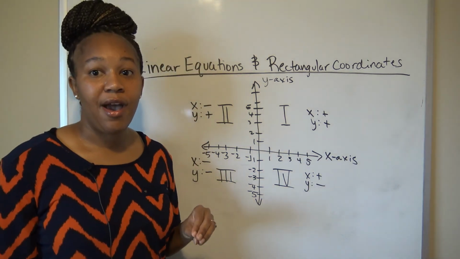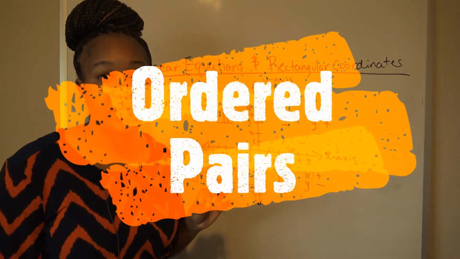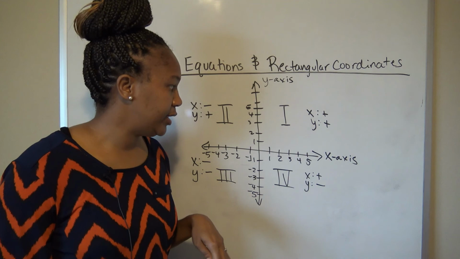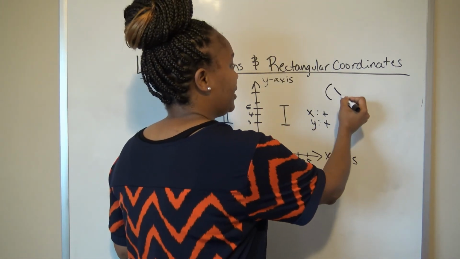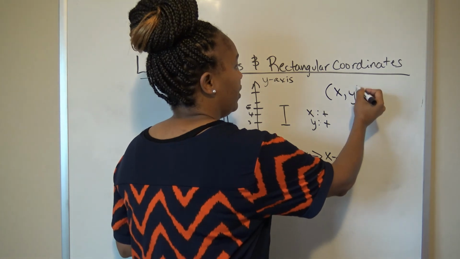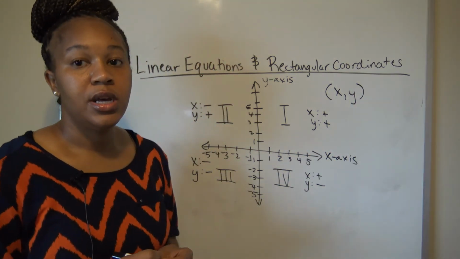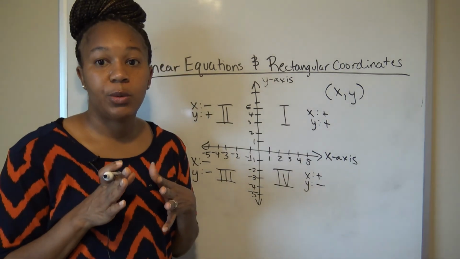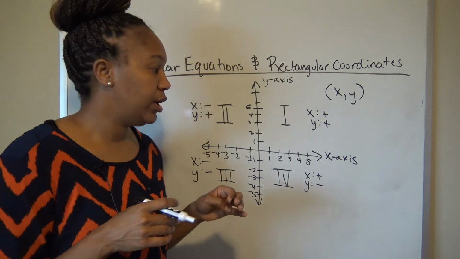Then we have what's called ordered pairs. Ordered pairs are points inside the rectangular coordinate system. An ordered pair is denoted by parentheses, the x value, then the y value separated by a comma, with a closed parentheses. The first coordinate will always represent the x coordinate. The second coordinate will always represent the y coordinate.